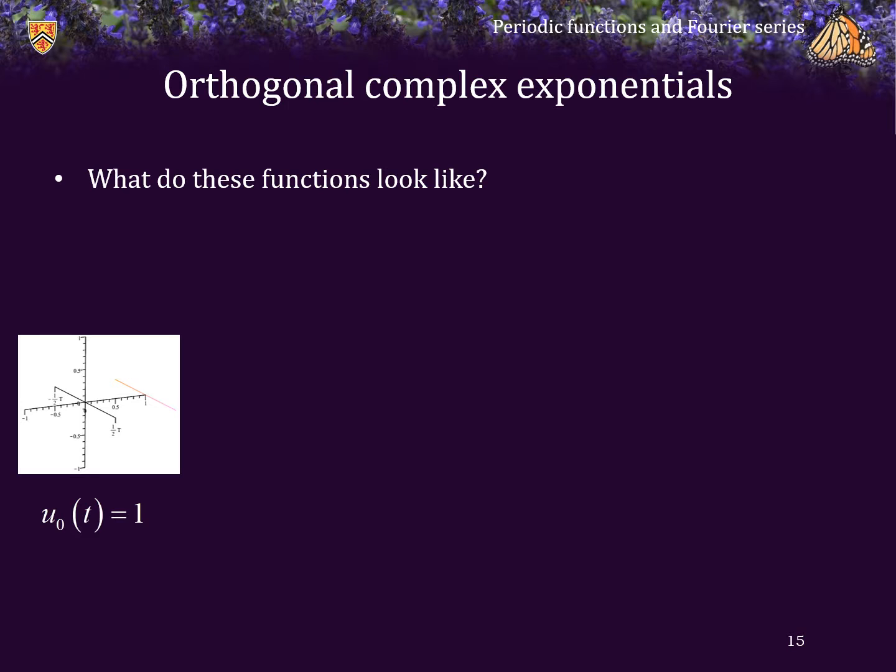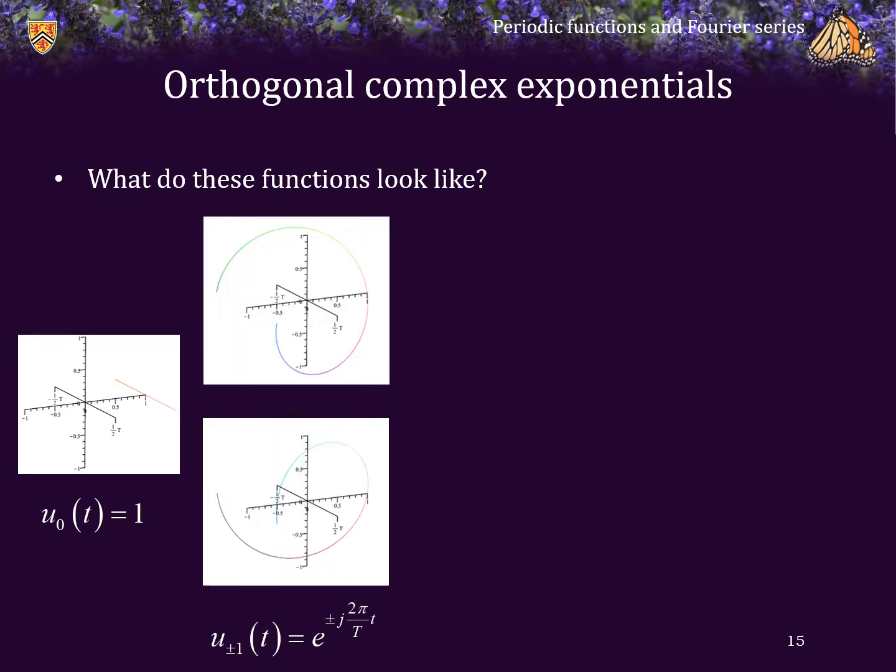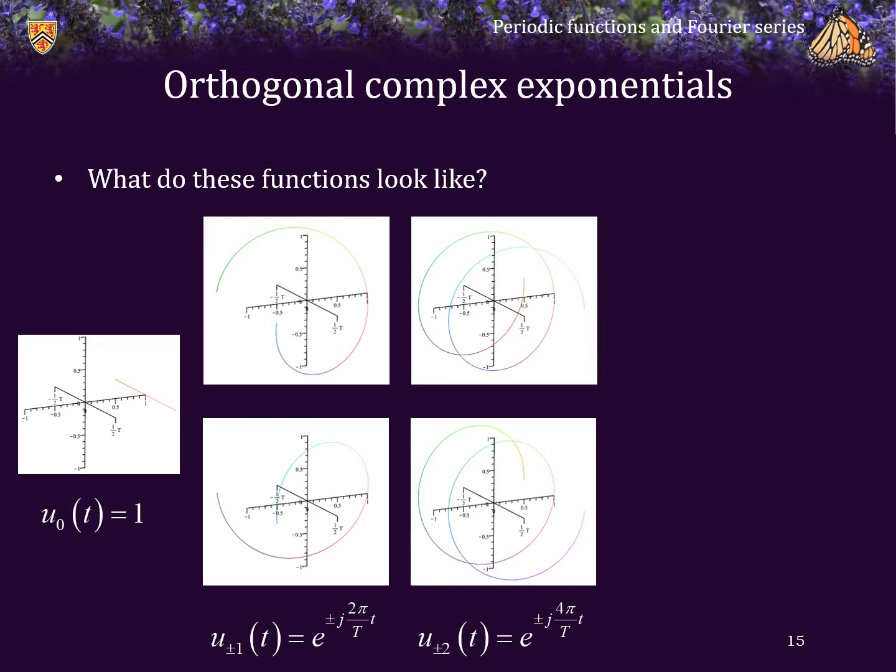Now, what do these functions look like, and why are they so useful for periodic functions? Well, u0 is just the constant function 1. U plus or minus 1 are spirals that make exactly one oscillation in the complex plane along the unit circle from negative T over 2 to positive T over 2. U plus or minus 2 makes 2 rotations within any one period.